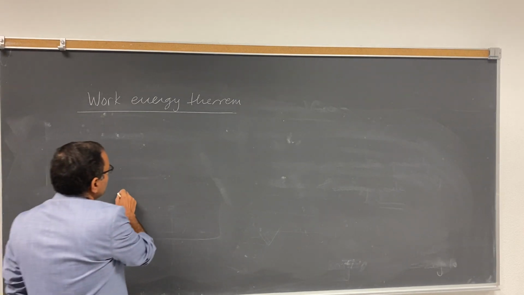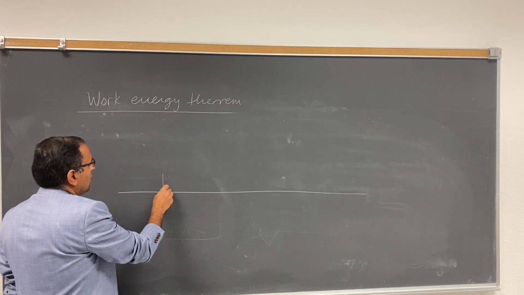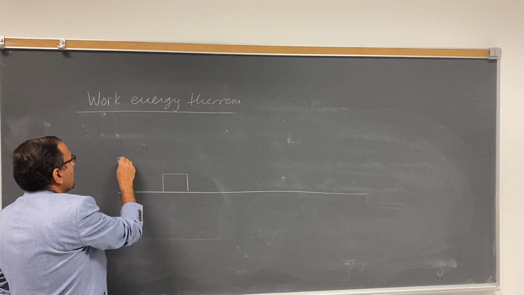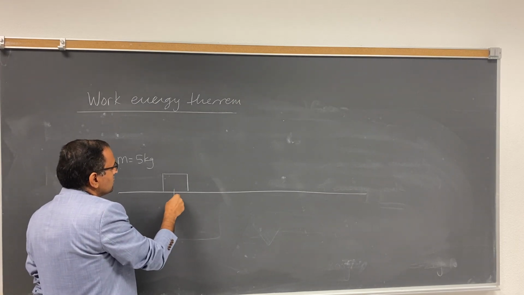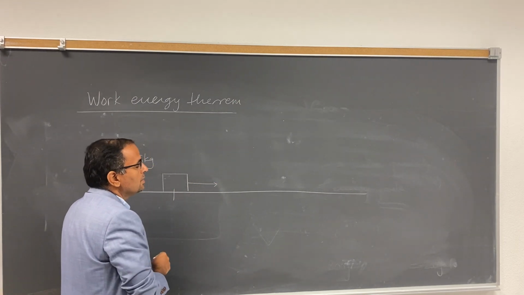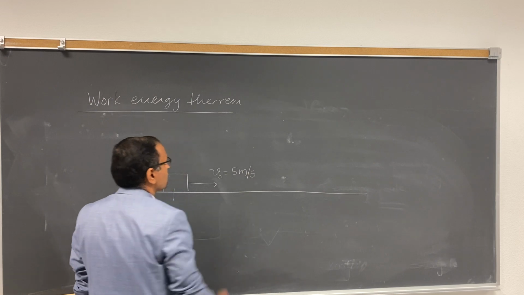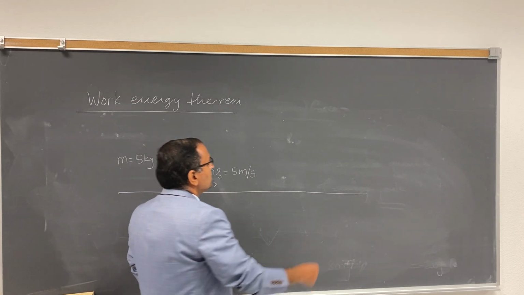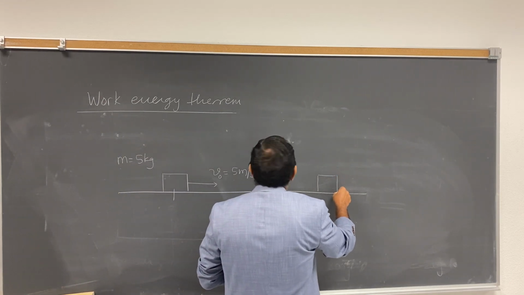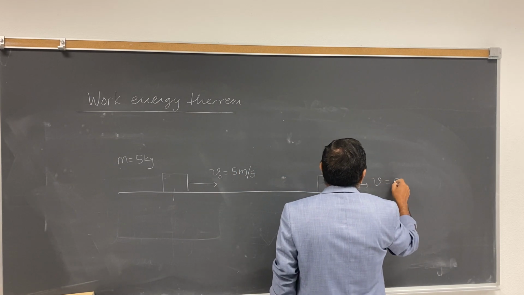I want to start from here. This is the horizontal plane. I have an object here. This object has a mass m, and this is 5 kg. Right here is the initial position, and the initial speed of this object is v0. Let us suppose this is 5 meters per second. After a certain time, this object reaches this position. The mass is the same object, but here your final velocity is, let's say, 10 meters per second.